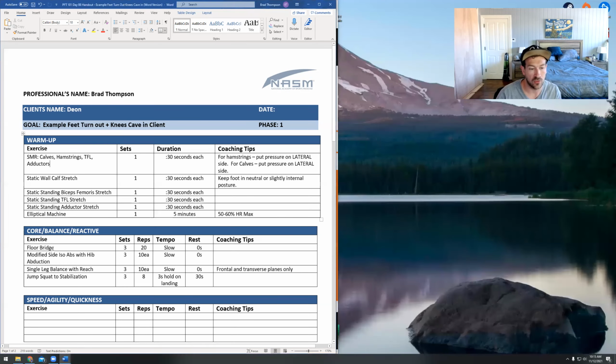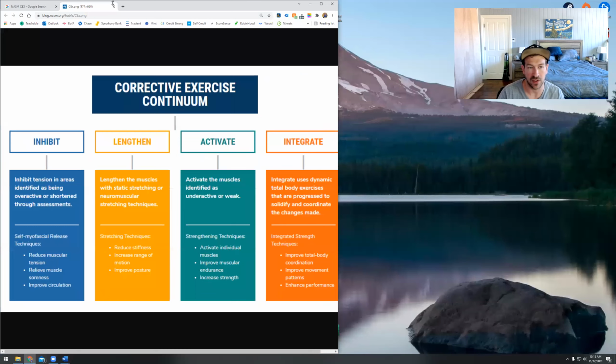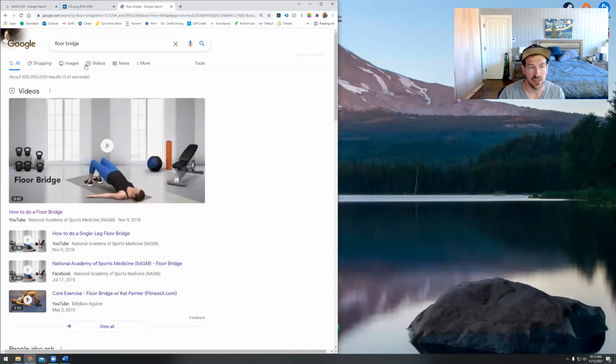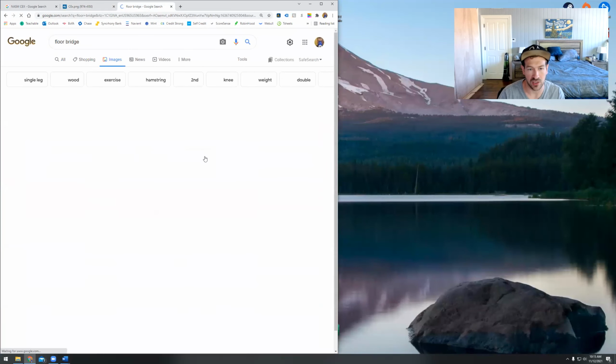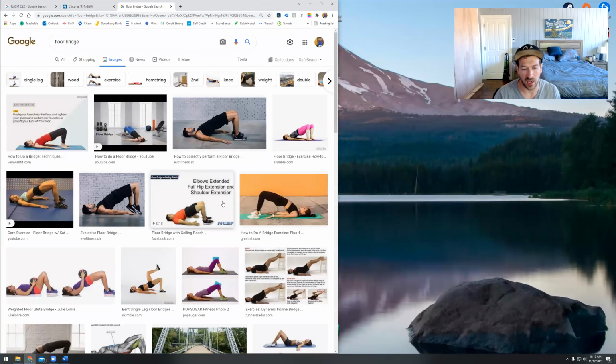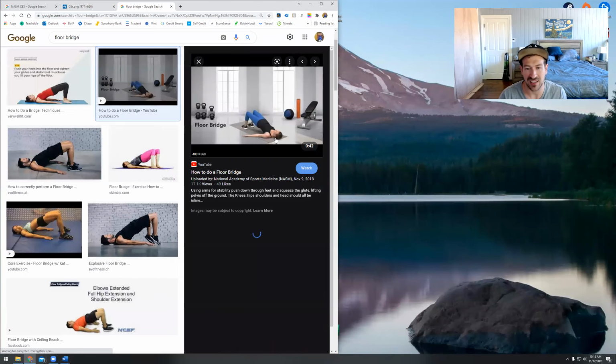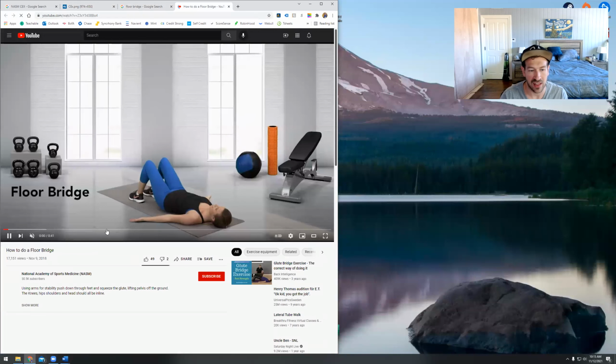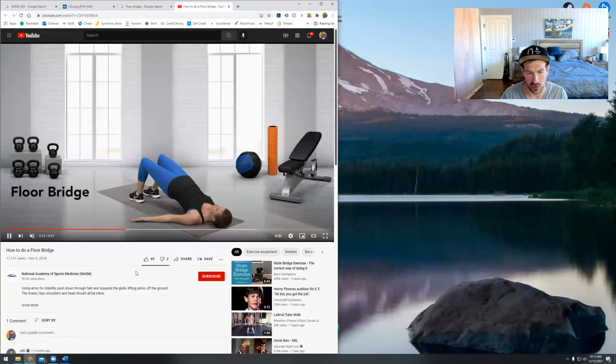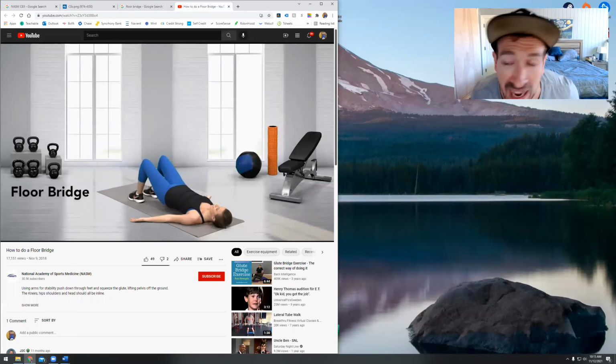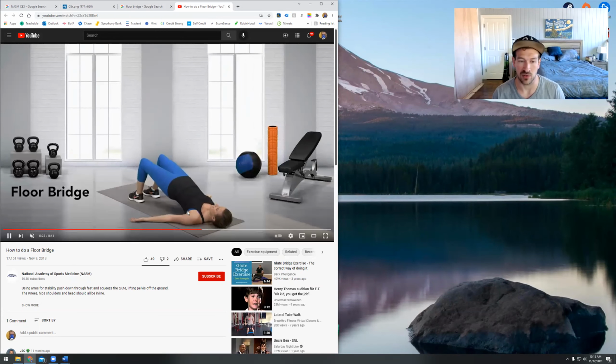So the floor bridge is a perfect exercise for this because this is a really good opportunity for me to strengthen my gluteus maximus by driving that through a full range of motion. So I bring it up, I bring it down. Also, I can keep my feet in a neutral position, or I could even slightly internally rotate in order to activate more of my medial hamstring.